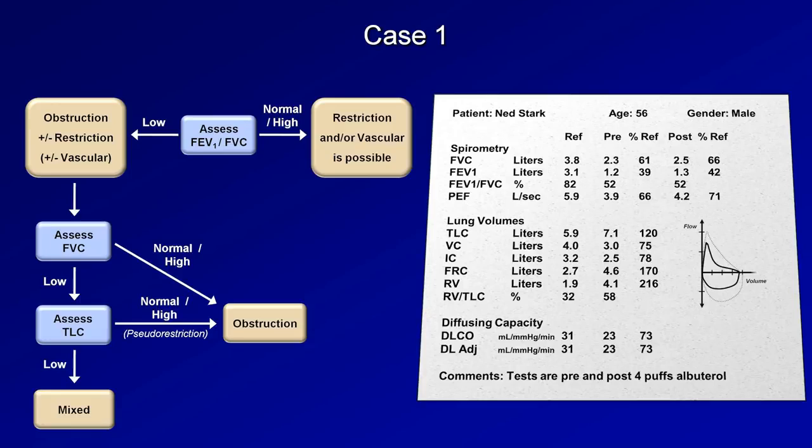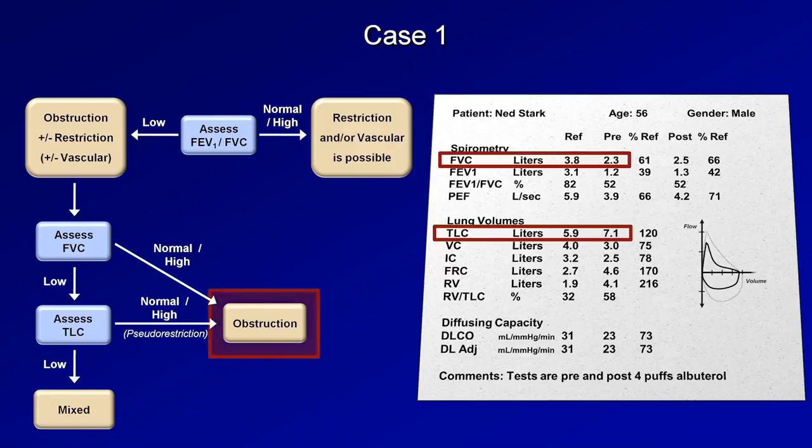In this patient's case, if we look at the FVC, we see that it's reduced, and if we look at the TLC, we see that it is elevated. Therefore, the patient has obstructive lung disease only, and more specifically, the pseudorestriction variant of obstructive lung disease. Obstruction is confirmed in the flow volume loop by the coving in the expiratory limb.